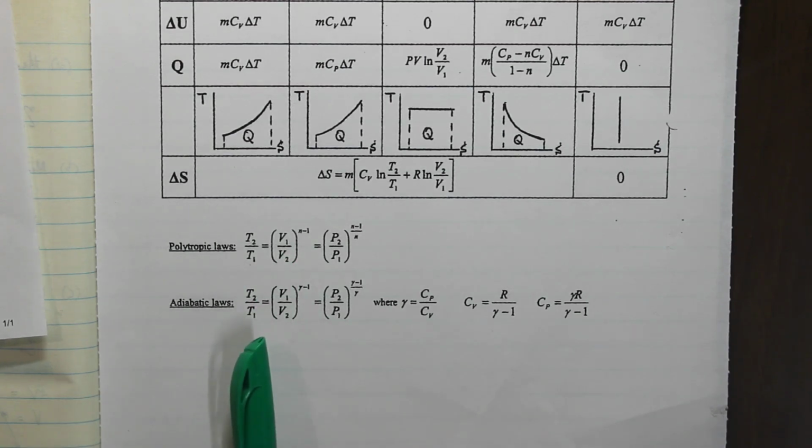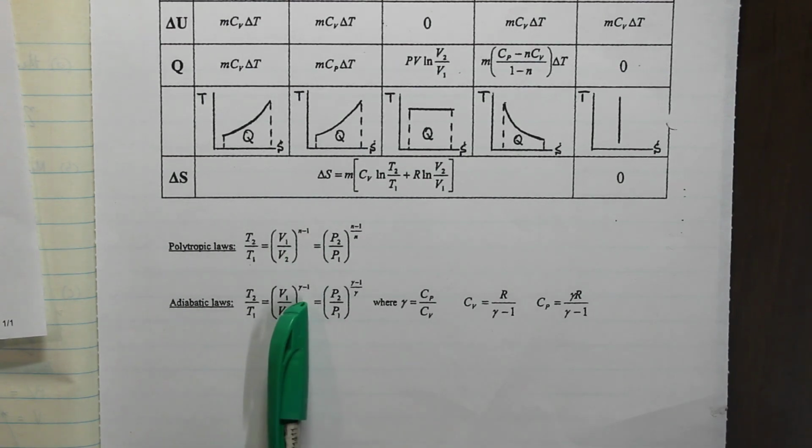Then you get the adiabatic laws, and you'll see it looks exactly the same, but n is just replaced with gamma. So that is for an adiabatic reversible process. So this is ideal. You can't get this in reality.